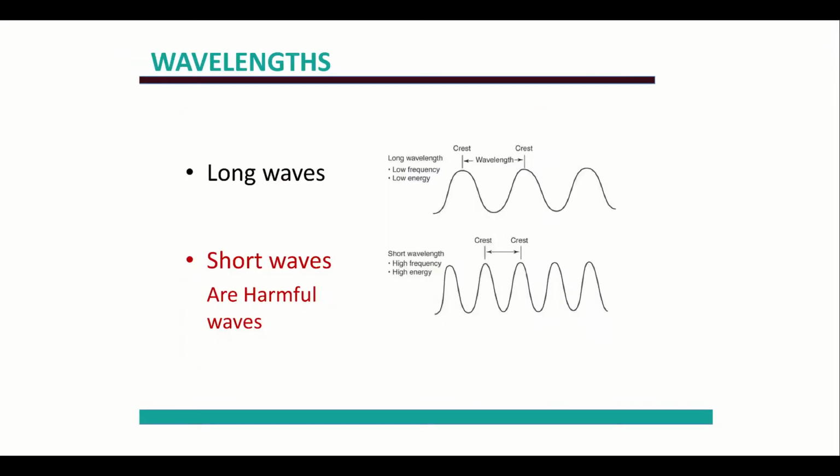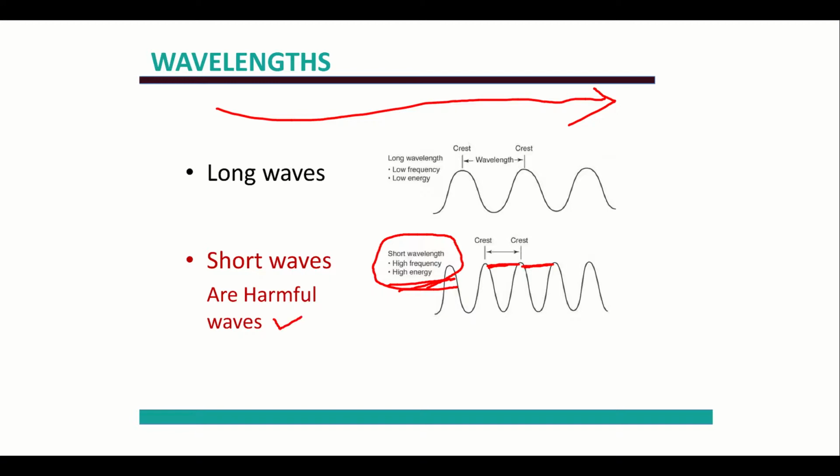Well, radiation travels in a wave. It does not travel in a straight line. Well, I couldn't draw a straight line, but that was an attempt at a straight line. Radiation travels in waves. The faster the wave travels and the closer together the peaks are between each other, the more intensity the radiation has. So your short wavelength, high frequency, high energy radiation is what's going to be harmful. So short wave radiation is harmful. Long wave radiation is not harmful.